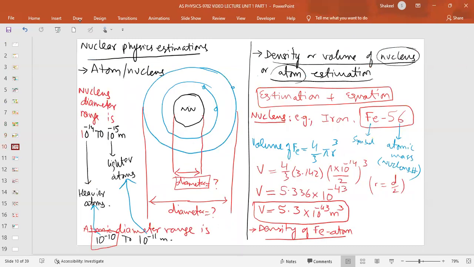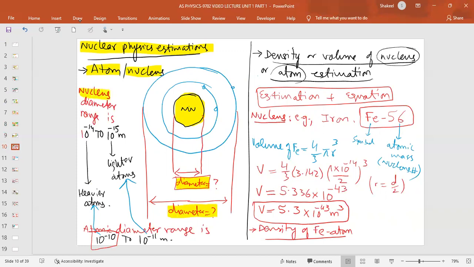Okay, next thing is nuclear physics estimation. The first thing that comes in nuclear physics is actually the atom. Everything is made up of atoms. So an atom consists of a nucleus, like this is the nucleus. What prediction do we have to do? The first prediction is the diameter. How much is the diameter or thickness of a nucleus? How much is the diameter of the atom?